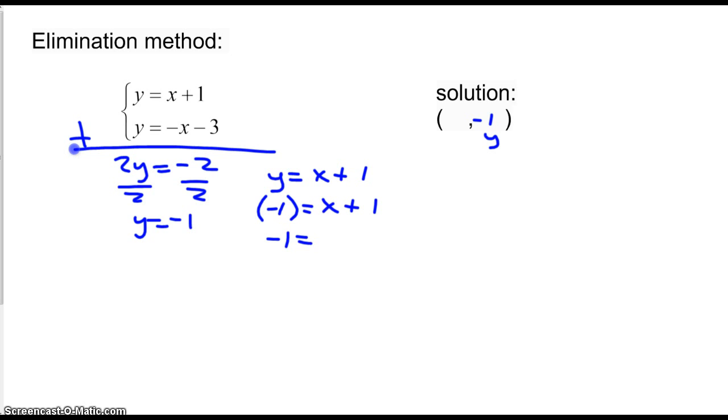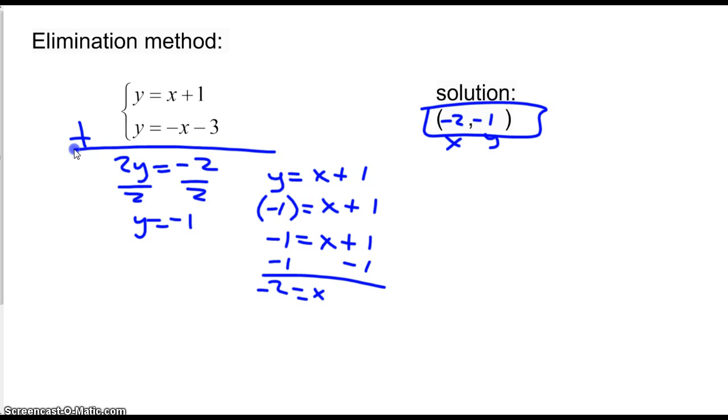And so negative 1 equals x plus 1, so if I subtract 1 from both sides, I'm going to have x is negative 2. Okay, and so I was able to get the combined equation by adding them, and the result was that the x's became eliminated, and so that's why this is called the elimination method. You eliminate one of the variables by adding the two equations. Okay, let's try that with another system.